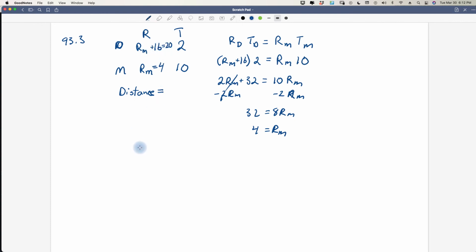So now let's plug in our numbers and find our distance. So the rate of Durant is 20 times 2, which is the time of Durant. The rate of Medill is 4 times the time of Medill, which is 10. 20 times 2 is 40. 4 times 10 is 40. They match. So the distance was 40 miles.